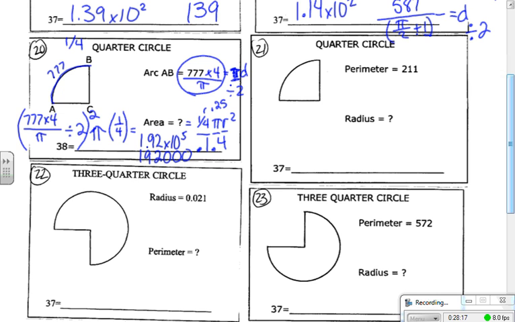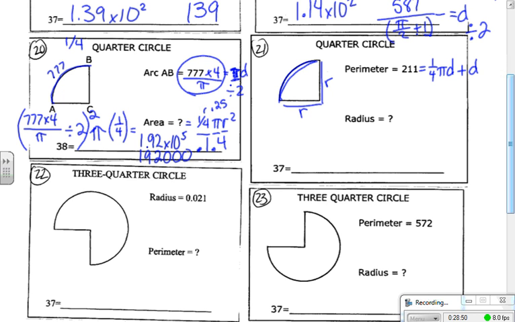Okay, our quarter circle has a perimeter of 211, and we want to find out what the radius is. So we don't have to worry about area on this one. We're just looking at the perimeter and the radius. Our perimeter will be 1/4 of our circumference, and then we have 2 radii that we have to add to it. And remember, 2 radii is the same as a diameter, right? So we're going to have our perimeter equal to 1/4 pi diameter, that's our circumference, plus a diameter.